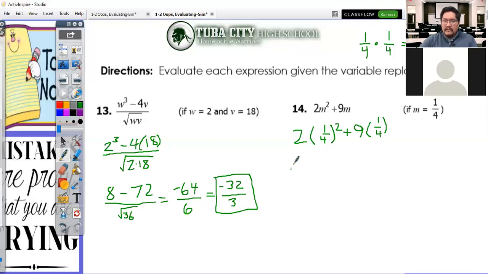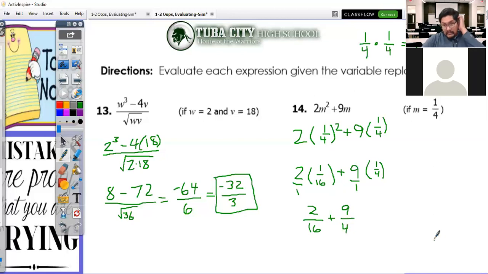So this would be 1/16. So 2 times 1/16 plus, and then 9 times 1/4. Now again, I'm going to put a 1 under these just so it's a little bit easier to work with, and then multiply them together. So this would be 2/16 plus 9 times 1 is 9. So top numbers times top numbers and bottom numbers times bottom numbers.